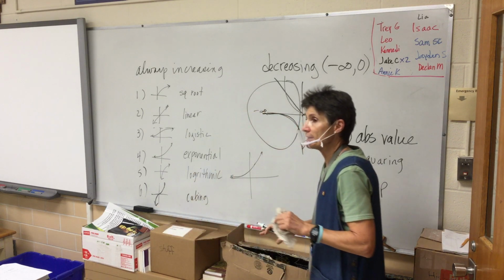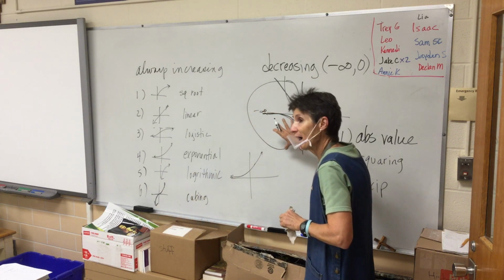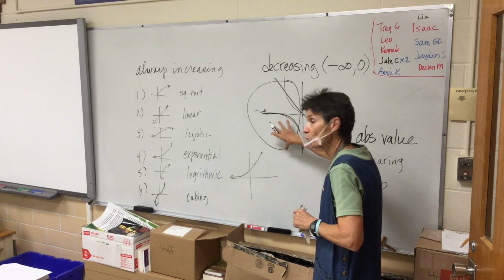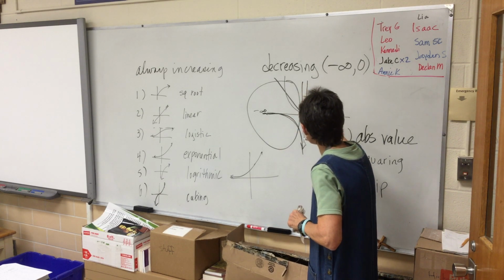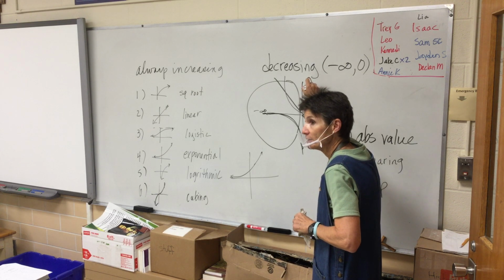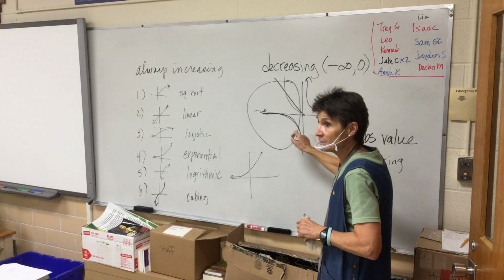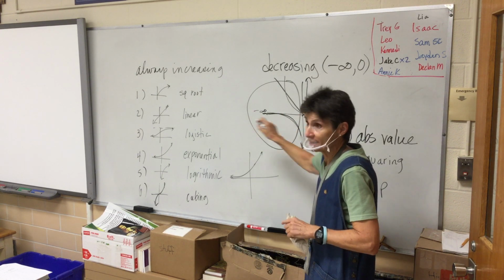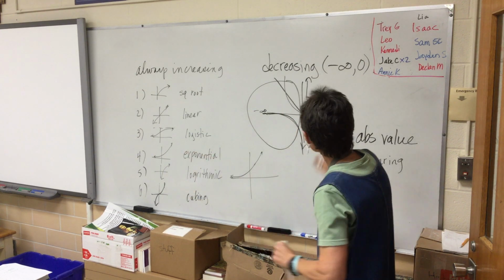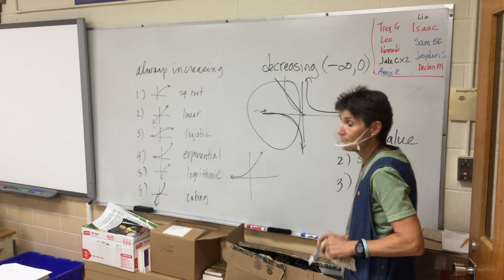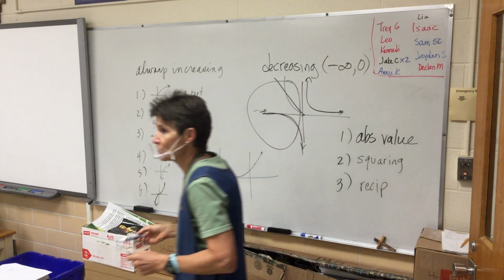Now symmetry about the origin means whatever's going on down here is also going on up here. Okay? So that is happening, but so is the fact that it's decreasing. Notice, Jameson, isn't it decreasing on this side too? Yeah, that isn't part of this question, but it is.